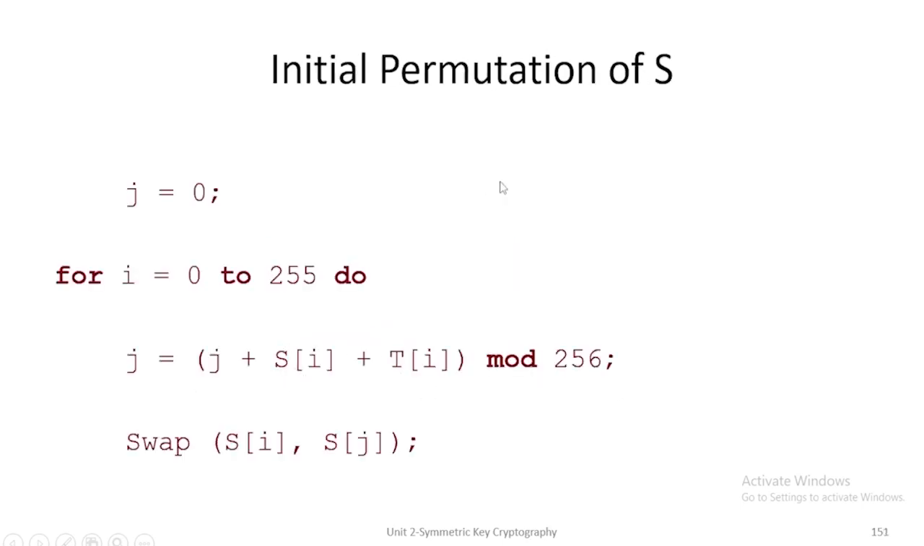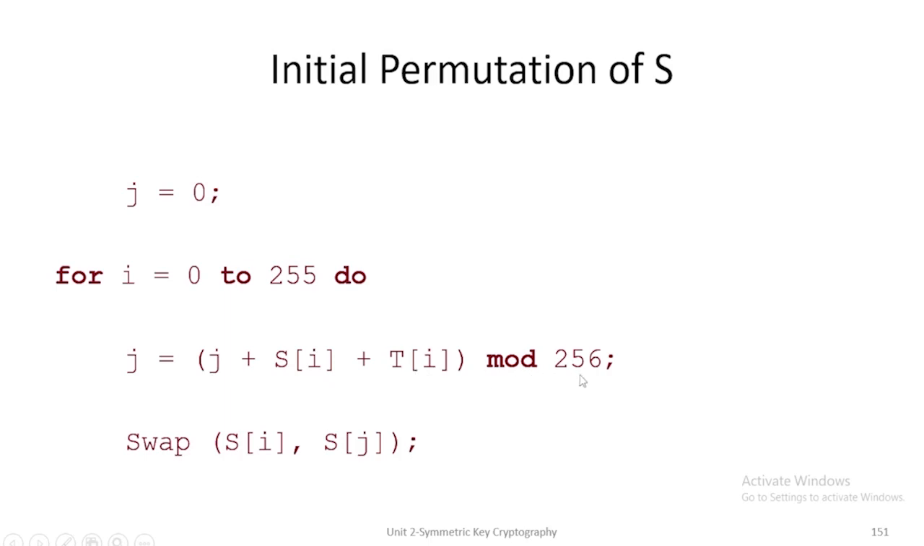And then the second step is the permutation. That means we should shuffle the state vector values for subkey generation. For that purpose, the j variable is used. The j value is calculated as j plus s of i plus the temporary variable value. If you sum up these numbers, the result may be a maximum of 256.